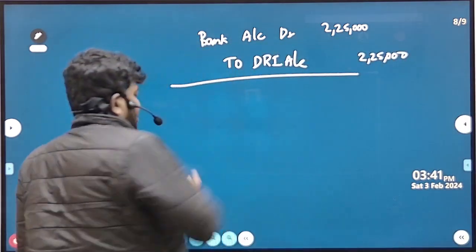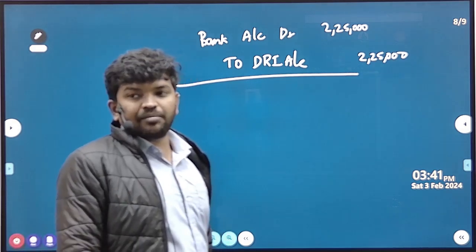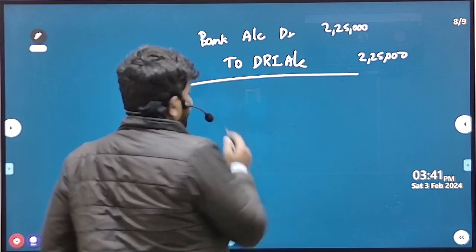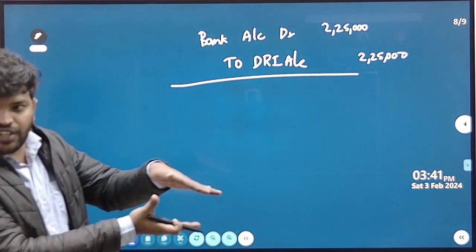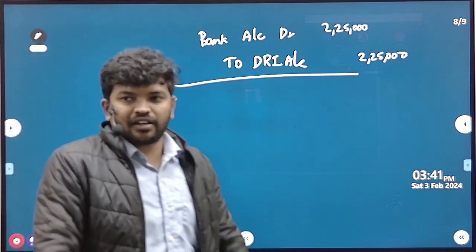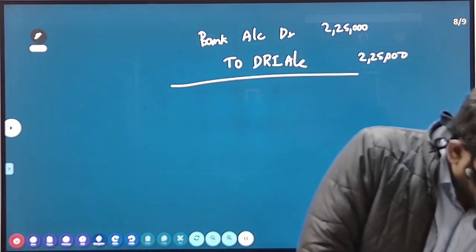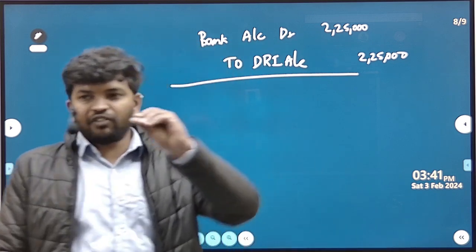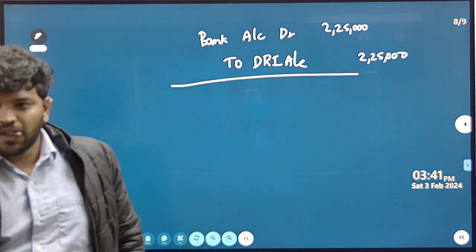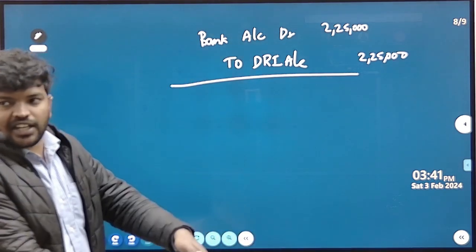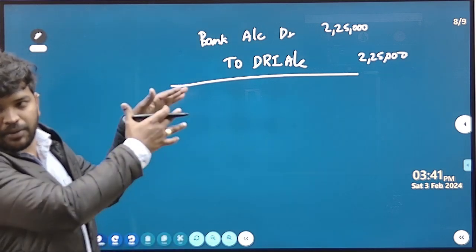Now while redeeming the debentures, what is the entry? Debentures account earlier was credited. Yes or no? These debentures are redeemed at premium or par? Premium. How much percent premium? 5% is nothing but 5 rupees per debenture. So earlier premium was credited as liability. Now you have to debit that premium. Yes or no?